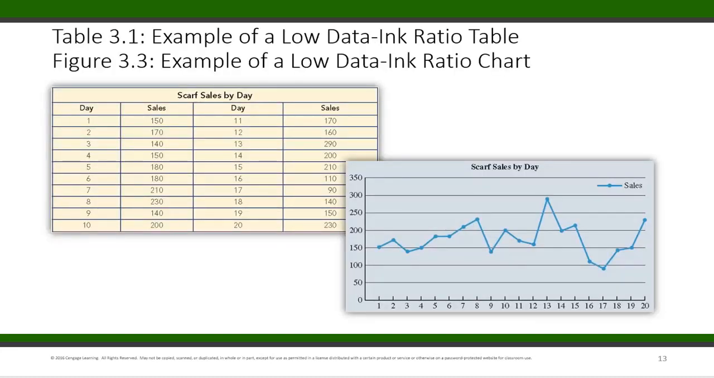Here we have a table, and we have a chart. These are examples of visualizations that have a low data-ink ratio. There's a lot of ink wasted on non-essential elements in this visualization. Can you see why we think there is some wasted ink, like say this one?